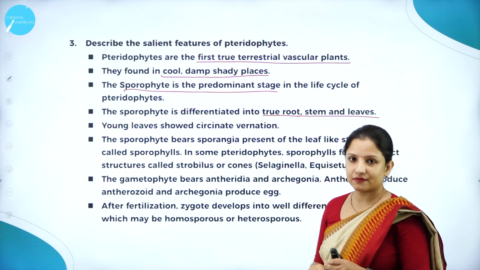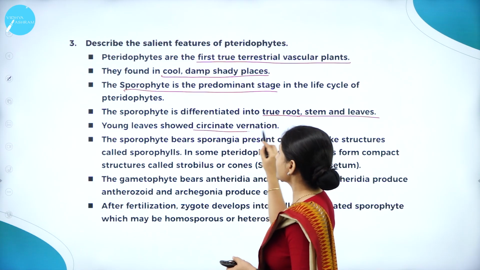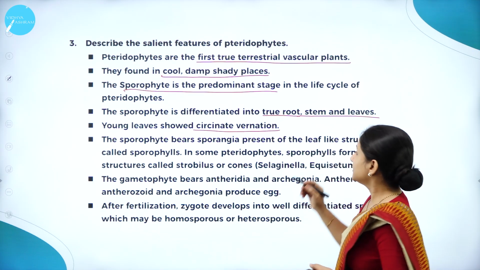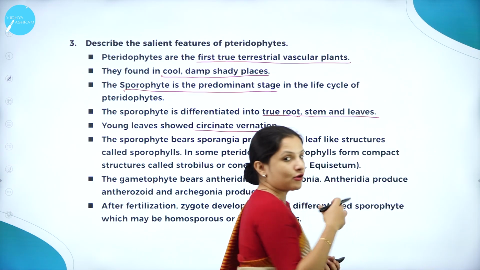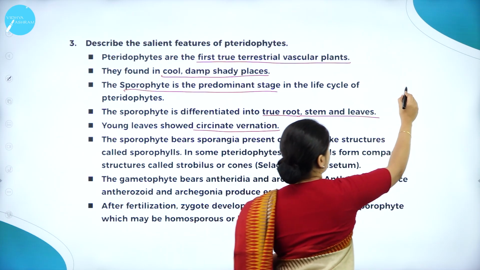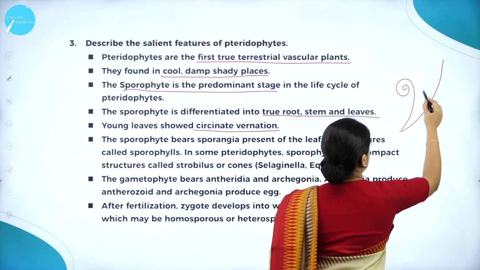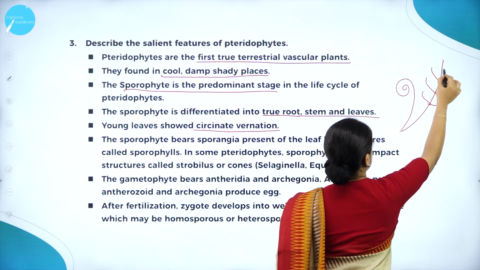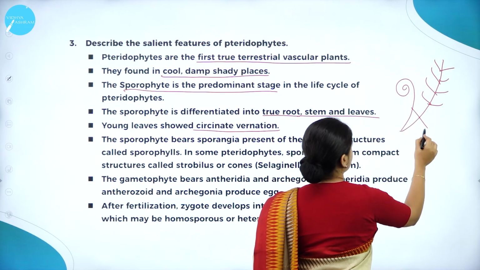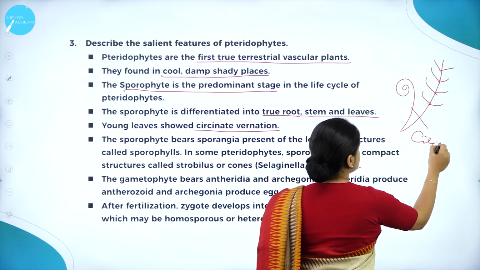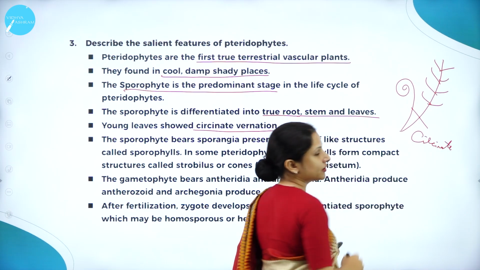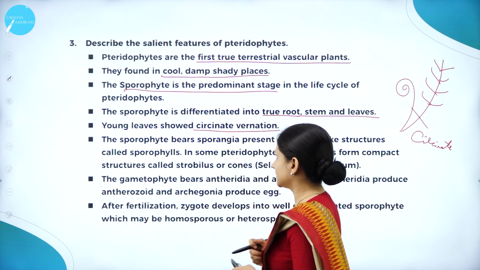Next, young leaves, this is one of the very important characteristics. They show circinate vernation. Circinate vernation means before the pteridophyte leaves open up, you can find the young leaves coiled like this. And then the plant forms old leaves like this. So, young leaves almost every time are in the form of circinate vernation. That is one of the peculiar characteristics.